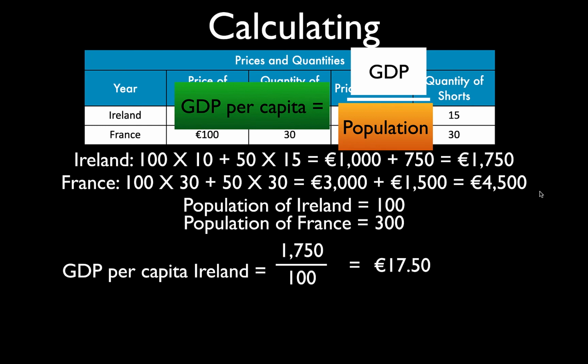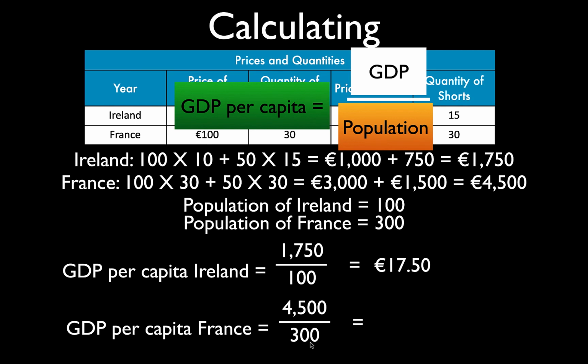Now, if I take the GDP, or the national income of France, which is the total output produced by all factors of production, the total value of all output produced in France in that year, okay, and I say, all right, well, how do we calculate GDP per capita? Well, it's the GDP, which is 4,500, divided by the population of France, and we get an answer of €15.